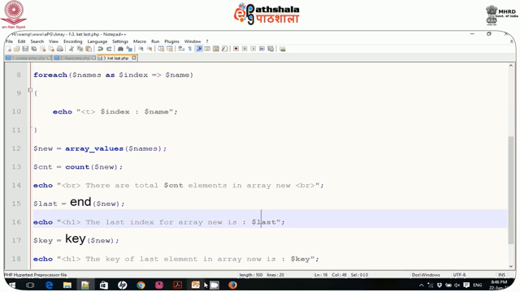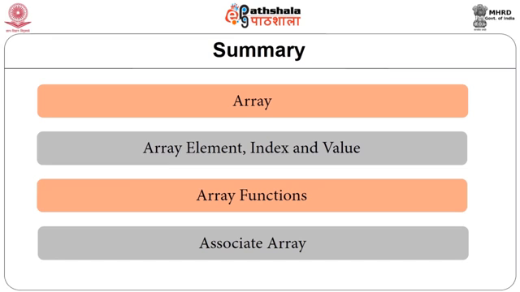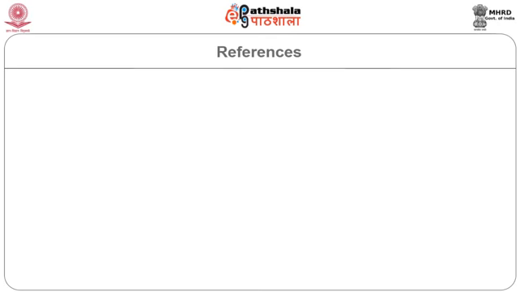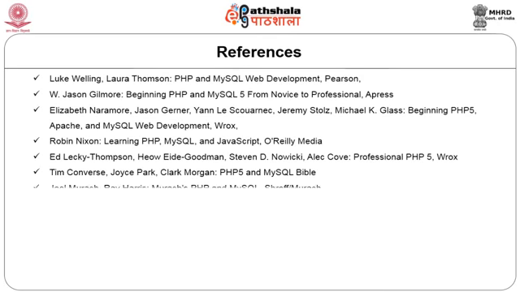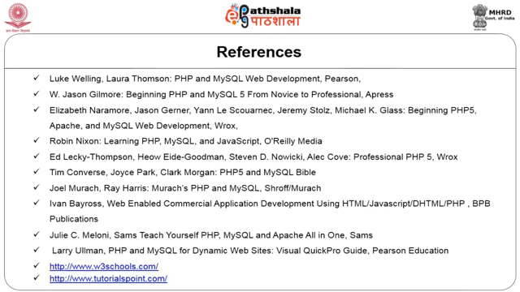So this is all about array. Let's summarize. In today's session I first explained what is an array, then we considered array element, index and value, how you can add and delete elements from an array, then we used the foreach loop, how to use associative array, and then we considered some of the built-in functions. Of course there are a lot of built-in functions. Some of the most useful I will take again in the second session of array, but this is all about array. I have used these references. You can also use these references to learn more about it.